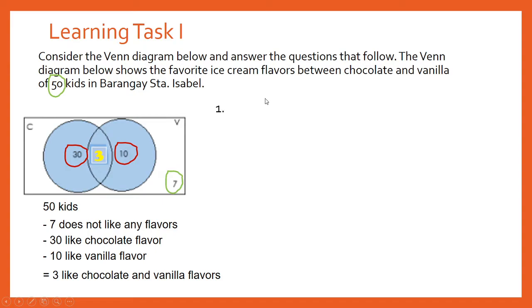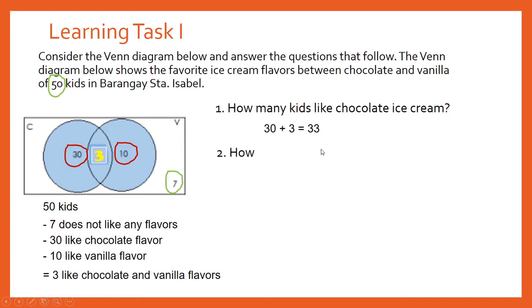So, pwede nating sagutan yung mga tanong. So, number 1, how many kids like chocolate ice cream? So, bilangin natin lahat na numbers na nasa loob ng chocolate ice cream. So, ito siya. 30 plus 3 is 33. Next, how many kids like vanilla ice cream? So, dito naman. Okay, so itong mga numbers inside the vanilla, this circle for vanilla ice cream. So, that will be 10 plus 3, 13.